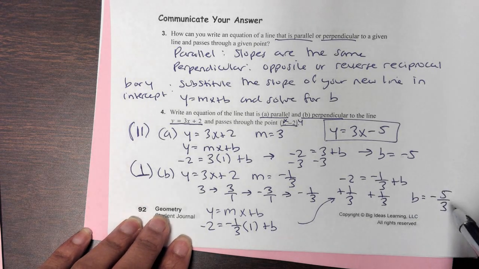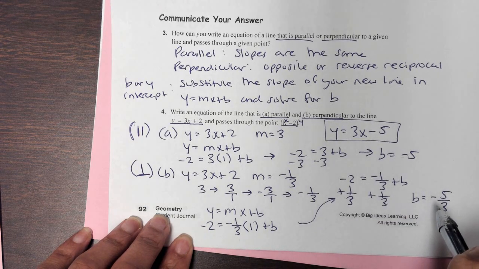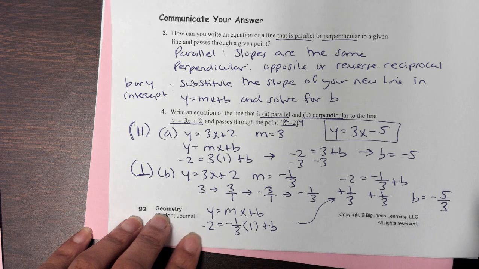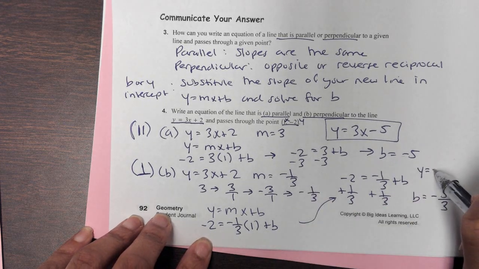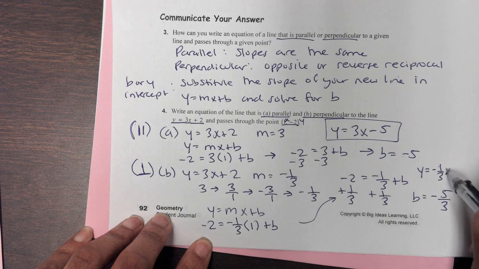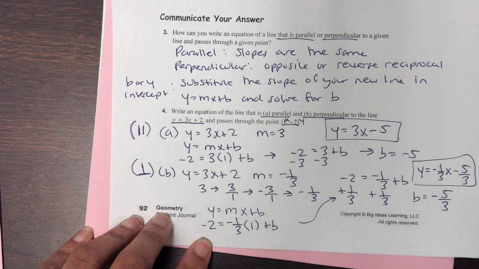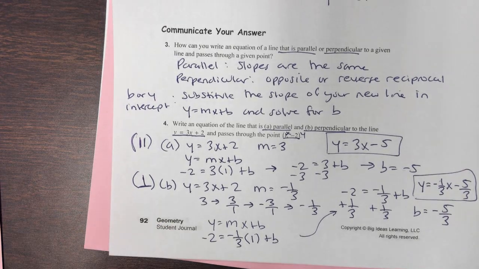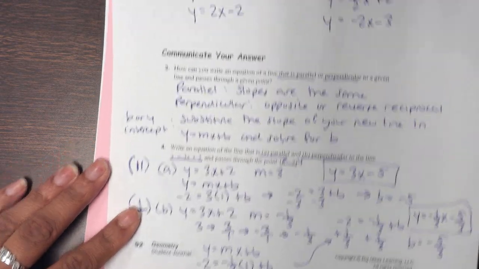Try to keep fractions with fractions and decimals with decimals. So if I have a fraction here, I don't want to put a decimal here. It gets a little confusing. So keep it with fractions. So now my new equation is y equals my new slope, which is negative 1/3 x minus 5/3, because that's my y-intercept. Okay? Awesome, awesome, awesome. So flip over to the next page.